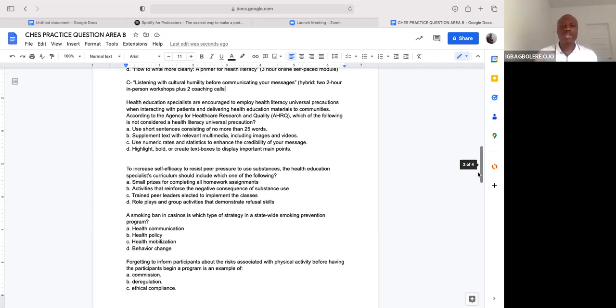Option A, use short sentences consisting of no more than 25 words. Option B, supplement text with relevant multimedia, including images and videos. Option C, use numeric rates and statistics to enhance the credibility of your message. Option D, highlight, bold, or create text boxes to display important main points.